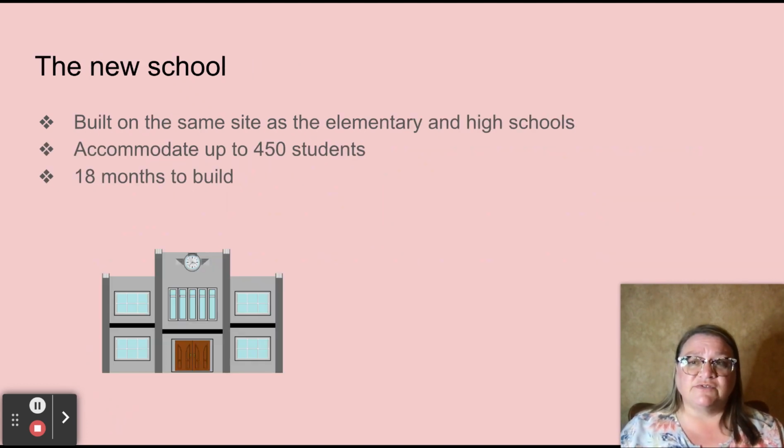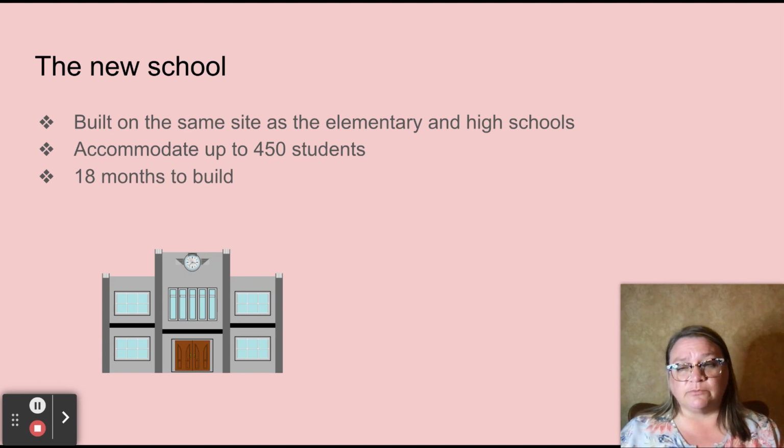So, that new school is to be built on the same site as the elementary and high schools because there's plenty of room there. It was several acres. It is supposed to be built to accommodate up to 450 students and take about 18 months to build. So, at the current growth rate of 2% per year, that's going to meet the school district's needs for quite a long time.